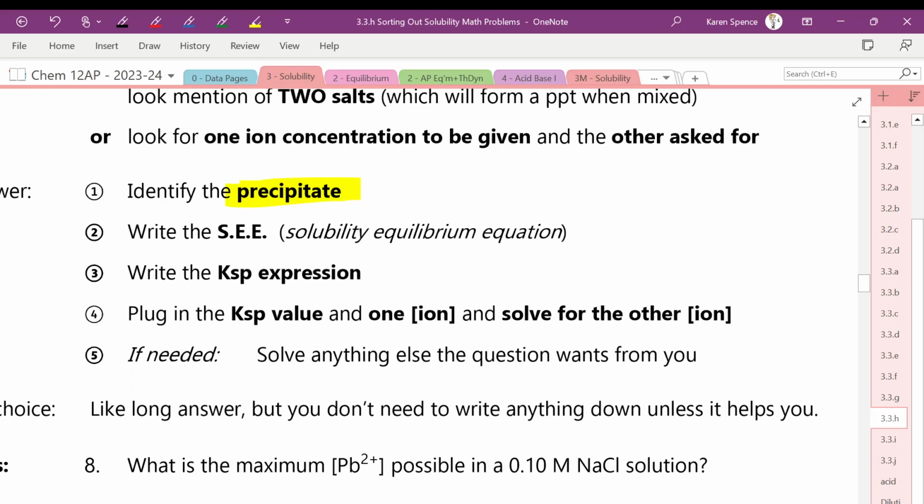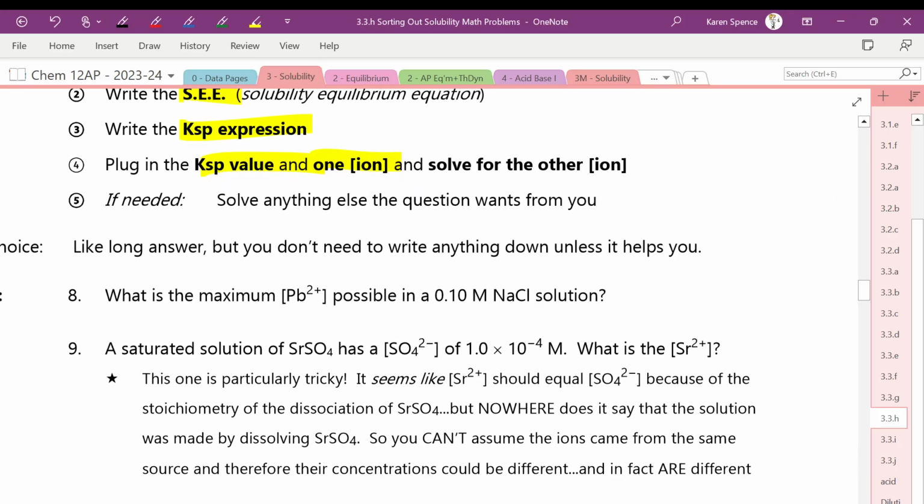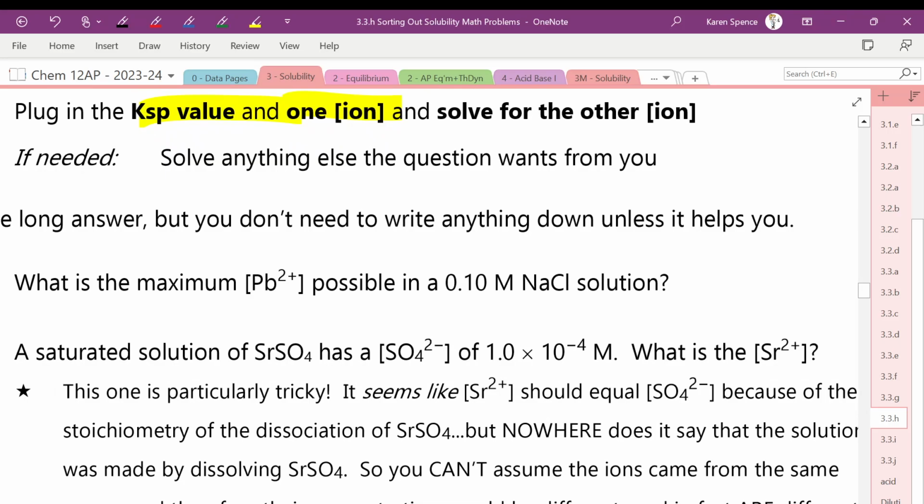Of course, as always, write the C, write the KSP, plug in KSP and one ion, and then you'll just solve for the other ion. These ones are probably one of the easiest ones to do. Number 8, what is the maximum lead possible in a 0.1 molar NaCl solution?